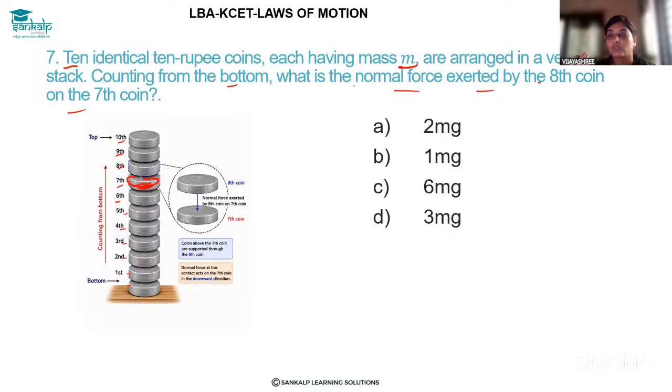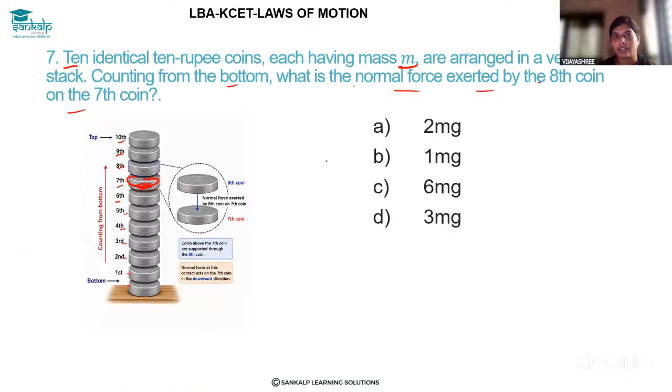Because normal force and weight are in opposite directions, the magnitude will be the same. Okay. So weight W is equal to m into g, and normal force N. Both have the same magnitude but in opposite direction. So this is the rough idea to solve this question. Very simple question.